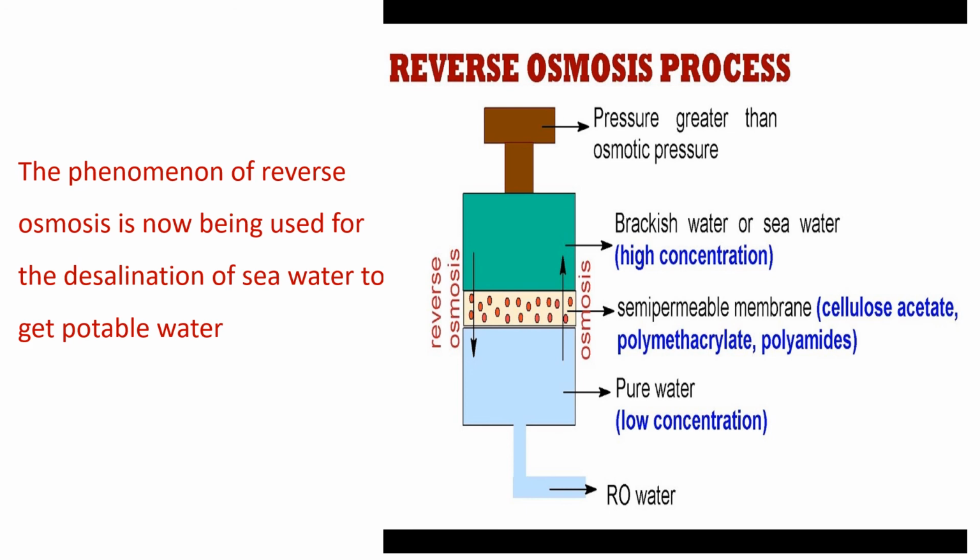Membranes specially prepared from nylon, cellulose acetate, etc., which are able to withstand such high pressures, are used. Fresh water obtained is suitable for drinking purposes. Today, we have learned about osmosis, reverse osmosis, and its applications.